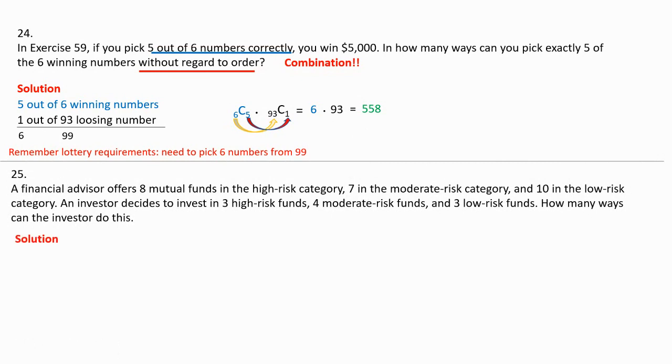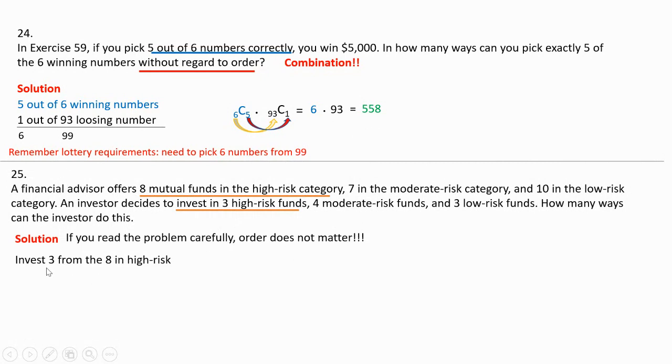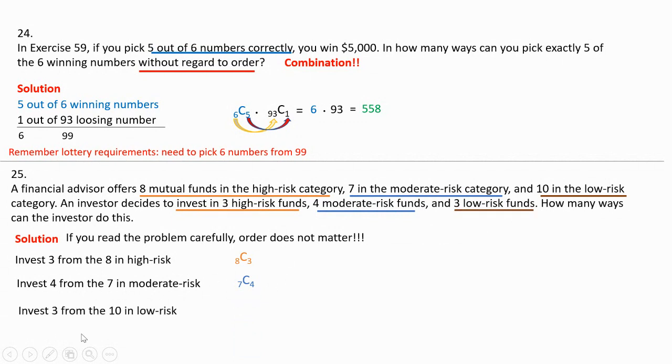Okay, so the solution. Order does not matter, so it's going to be combination. We have 8 mutual funds in the high risk category, and they want to invest in 3, so that's 8 combination 3. For the moderate risk, we have 7 total and want to invest in 4, so 7 combination 4. And finally, we have 10 in the low risk category and want to invest in 3, so 10 combination 3.